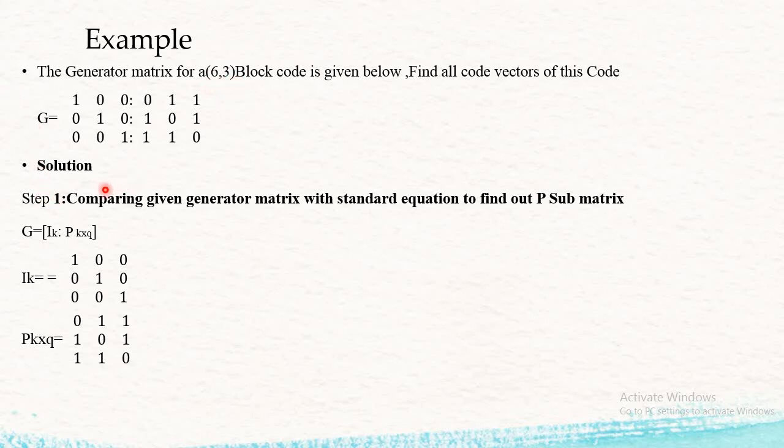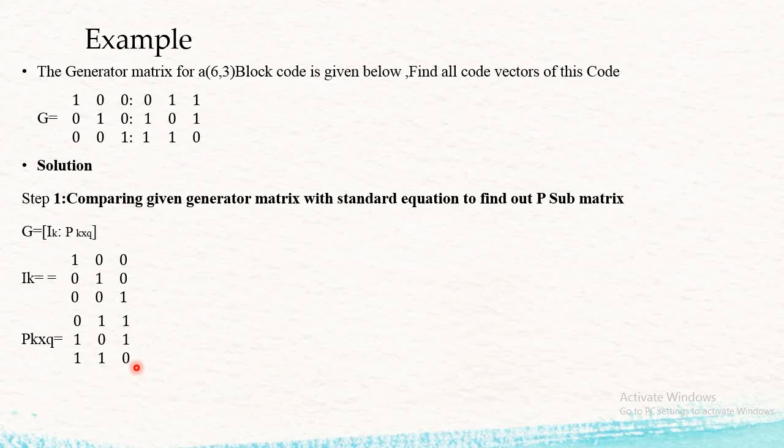So what is the solution? The first step is we have to compare the given generator matrix with the standard equation to find out the P submatrix. So we compare this with the generalized representation. What is the generalized representation? G is equal to [I_k : P] of size k by q. Now the first three rows of the generator matrix indicate the identity matrix. So I_k is equal to 1 0 0, 0 1 0, 0 0 1, and the next three rows indicate your P submatrix. This is the way we are extracting the P submatrix from the given generator matrix.